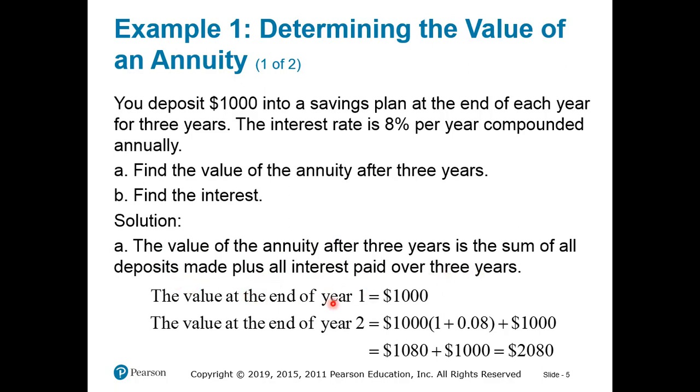So the value at the end of the first year is going to be $1,000. Then the value at the end of the second year is going to be the $1,000 plus the $1,000 again, plus the 8% of the $1,000. So it's this amount here, which is going to give you $1,080. So you have a total of $2,080, okay?